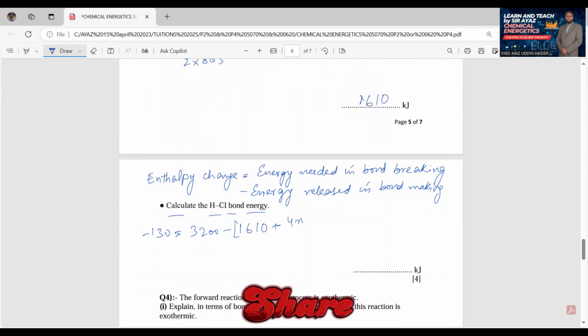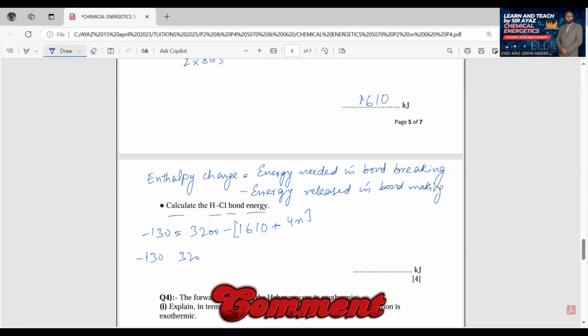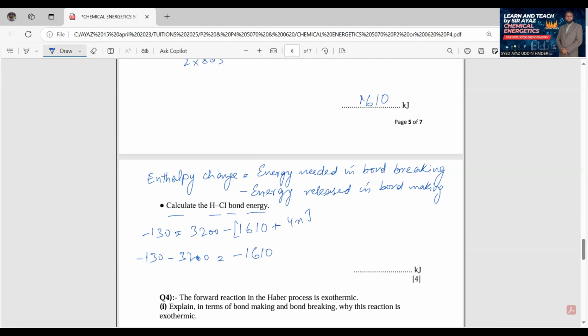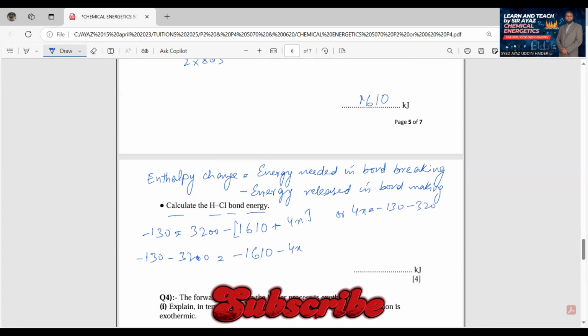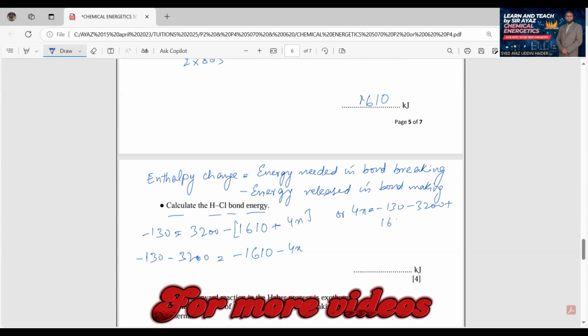Plus 4X. Opening the equation, or if you want, you can readjust this equation. So you'll get minus 130 minus 3200, as I shifted 3200 from right hand side to left hand side, is equal to minus 1610 minus 4X, or 4X is equal to minus 130 minus 3200 plus 1610.